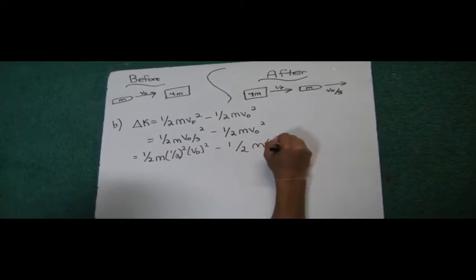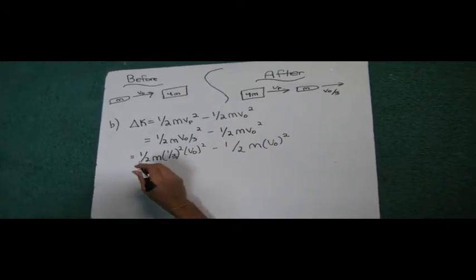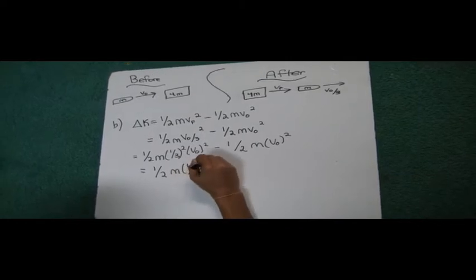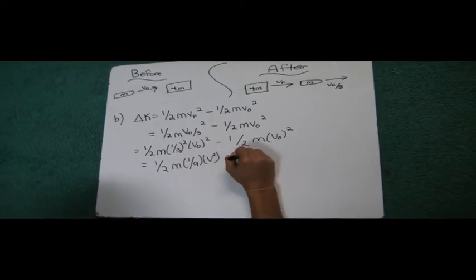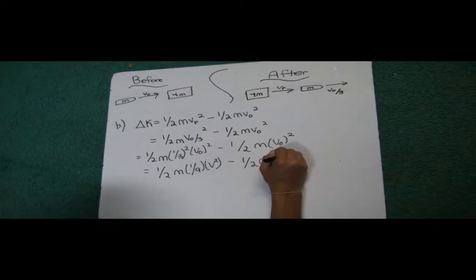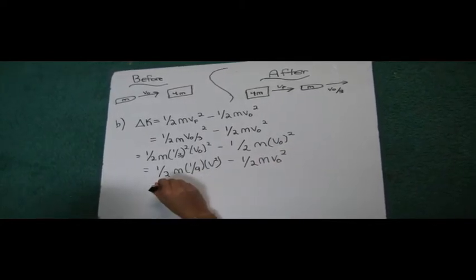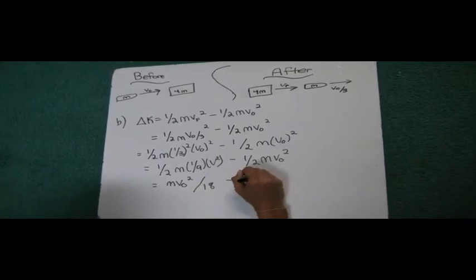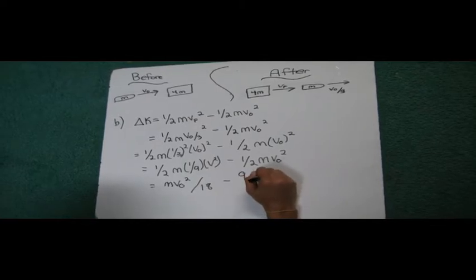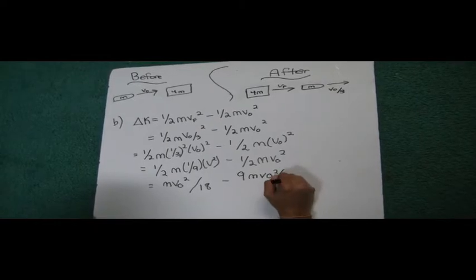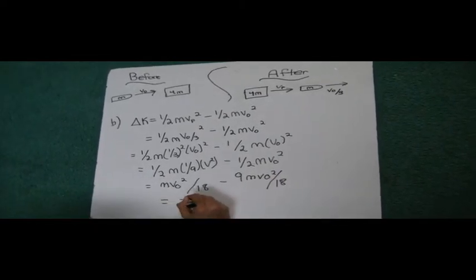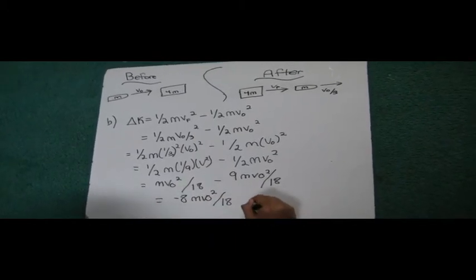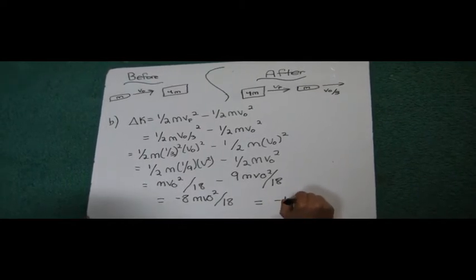By squaring the 1/3, we end up with 1/2 times mass times 1/9 times VO squared minus 1/2 times mass times initial velocity squared. By multiplying the 1/2 with the 1/9, you end up with change in kinetic energy equals mass times initial velocity squared divided by 18 minus mass times initial velocity squared divided by 2. By combining these terms, you end up with change in kinetic energy equals -8 times mass times VO squared divided by 18. And by simplifying this final equation, you end up with change in kinetic energy equals -4 mass times VO squared divided by 9.